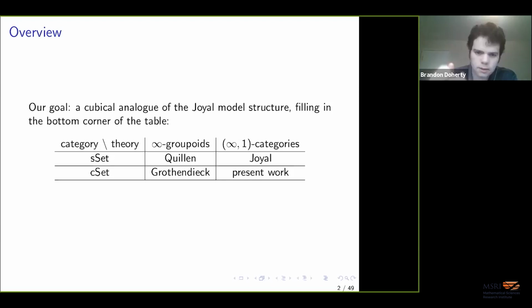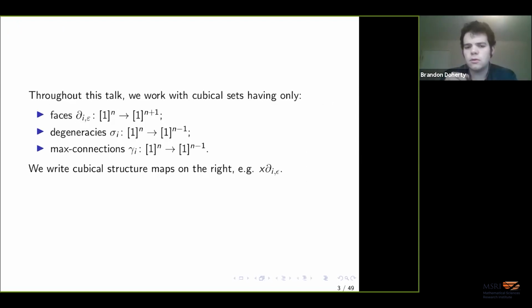A preliminary thing that I should establish before I get into the actual content of the talk is that for this work, we're working specifically with cubical sets that have faces, degeneracies, and max connections in the box category, and no other structure maps. So we don't have min connections, we don't have diagonals or symmetries or reversals or anything else, just this particular choice of maps. And we are going to be writing the cubical structure maps on the right when we apply them to a cube in some cubical set. So the i epsilon face of a cube x will be denoted x di i epsilon. The reason we do that is for consistency with thinking of cubes as maps out of the representables and applying a structure map as precomposition.